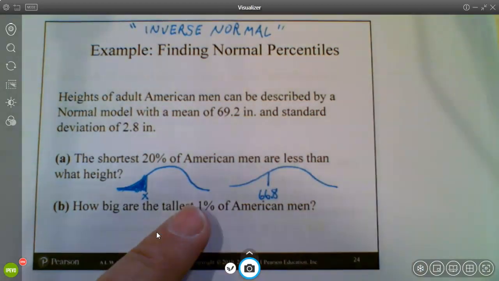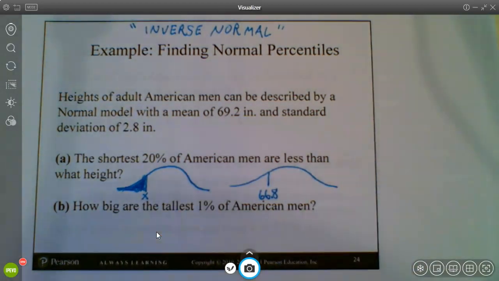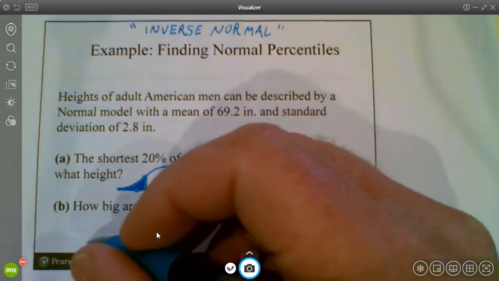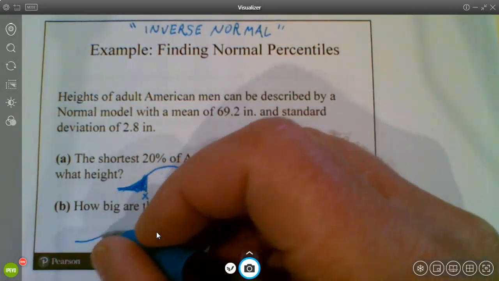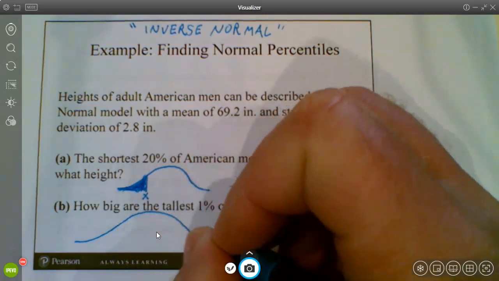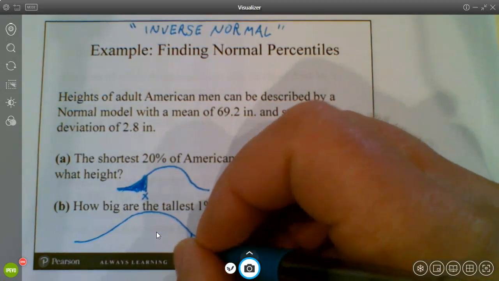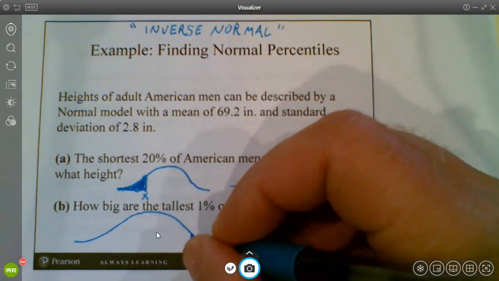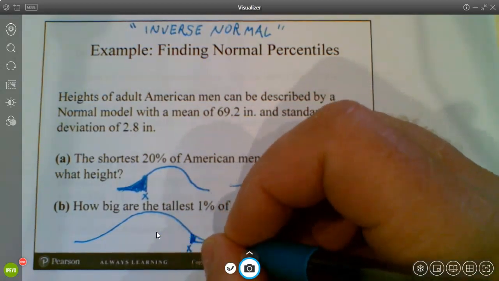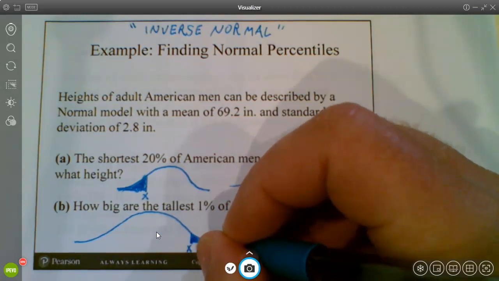Okay, so let me do one more on this, and then I'll switch over to Desmos and we can take a look at how to do it there. So what if they refer to the top 1% of people? Now they're talking about a number to the right. So top 1% would be way over here, right? So this area under the curve is representing the top 1% of people.